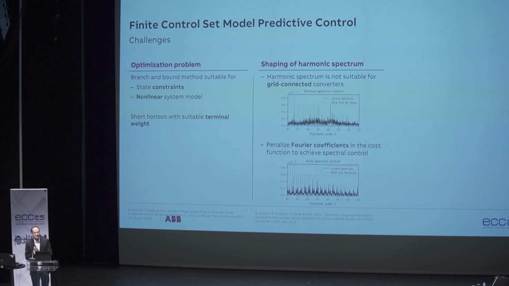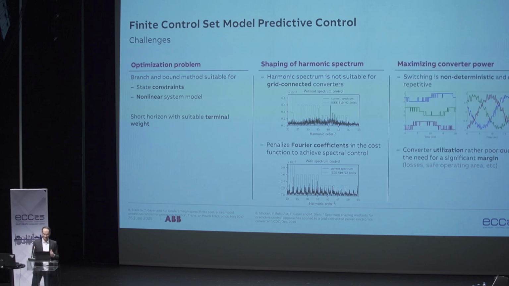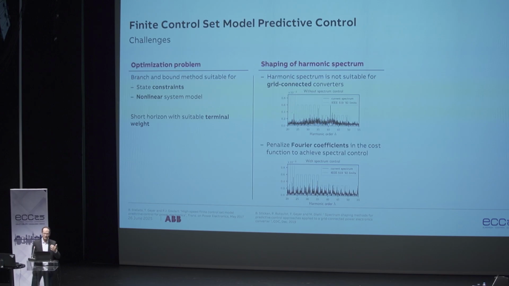A second complication is the harmonic spectrum. So when you take the variables you're interested in, like your currents or your voltages, and you compute the harmonic spectrum, then you will see that it's flat. It's almost like white noise. And that's actually bad, because when you're connected to the grid, with a grid-connected converter, there are certain restrictions in place, in particular restrictions for the so-called even order harmonics.